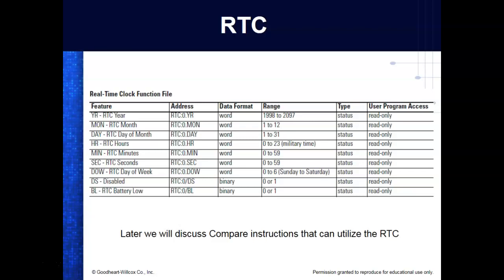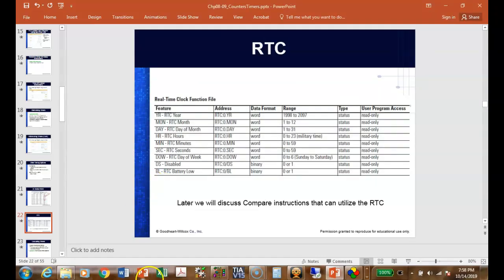I could do something every hour. This is 24-hour time. They call it military time, but it's actually 24-hour time, because a lot of people use 24-hour time except the military. This right here is what? This is minutes. This is seconds. This would be day of the week, and then these are just battery low, and I don't know what this disabled is. Oh, that disables the real-time clock. So we need to be able to set this. So where would we set the real-time clock at?